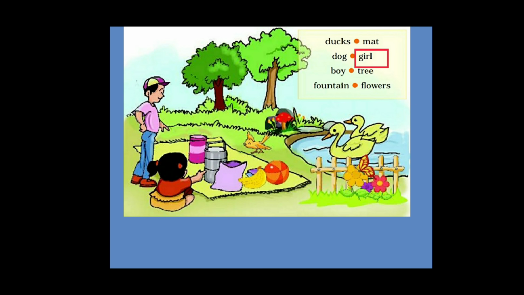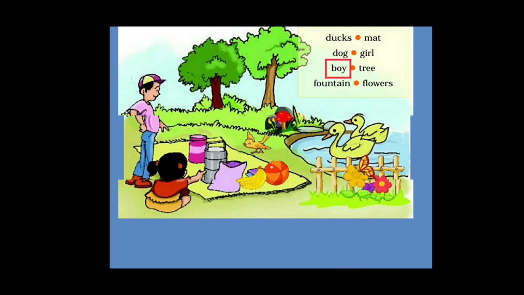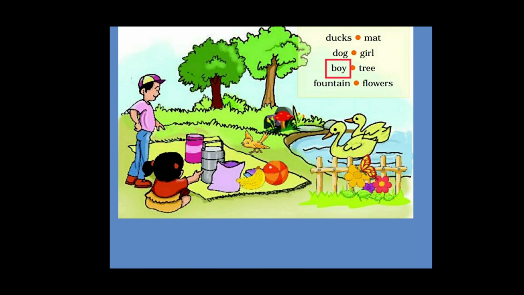Now next word is girl. A little girl is sitting on the grass. Next word is boy. What sentence can you make with the word boy? Look at this boy. A boy is standing beside the girl.